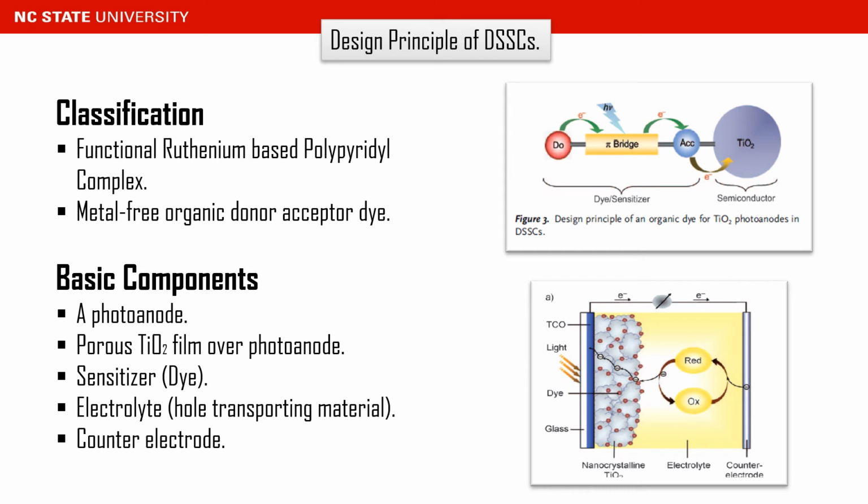The basic components of dye-sensitized solar cells are the photoanode, porous titanium oxide film over the photoanode, sensitizer dye, electrolyte or hole transporting material, and counter electrode. When light is incident on the photoanode, titanium oxide collects electrons from the sensitizer dye, then sends those electrons to the anode, then to the counter electrode for electricity generation.